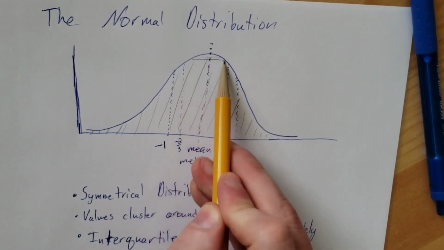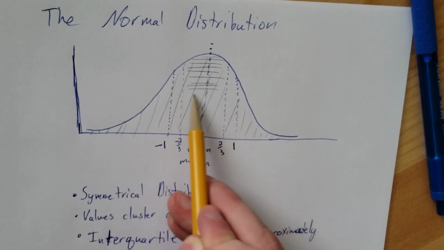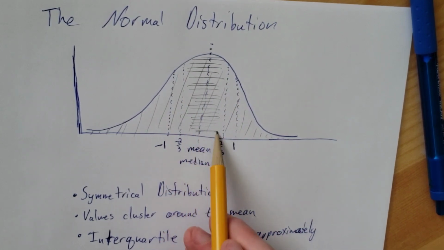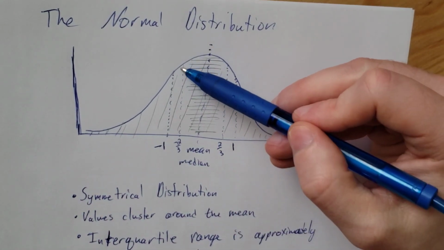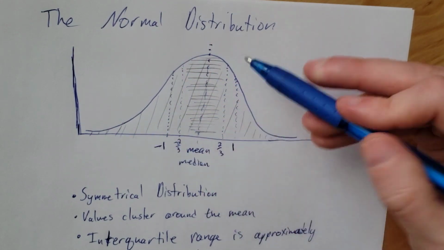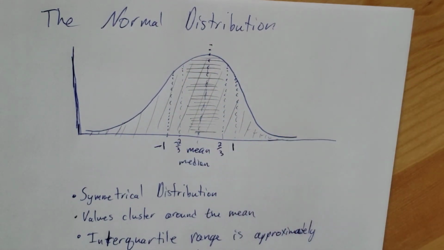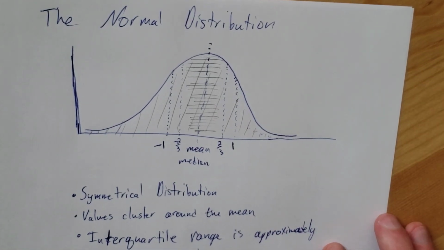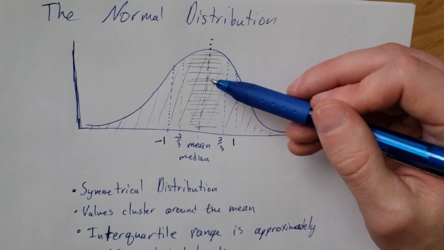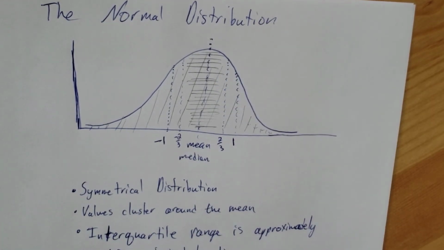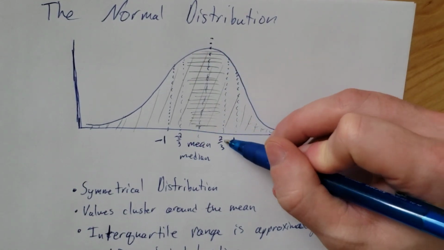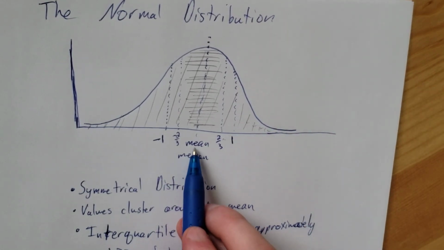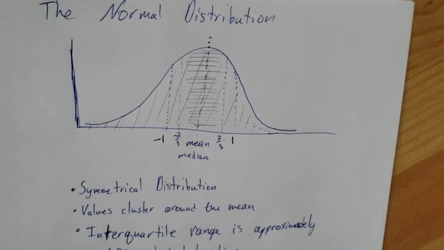So the area here that I am marking is 50% of the data. That's where 50% of our data is, which tells us 25% is here and 25% is over on the right side. Now, of course, this picture isn't perfectly accurate, but that's what happens in a normal distribution. That 50% of our data lies between -2/3 standard deviation to +2/3 standard deviation relative to the mean.